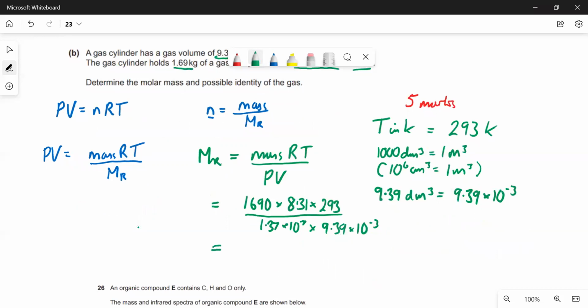I get the answer to be 31.98. Okay, now that is pretty close to 32. What well-known gas has a molar mass of 32? Well, the one I'm thinking of is oxygen. Okay, O2.